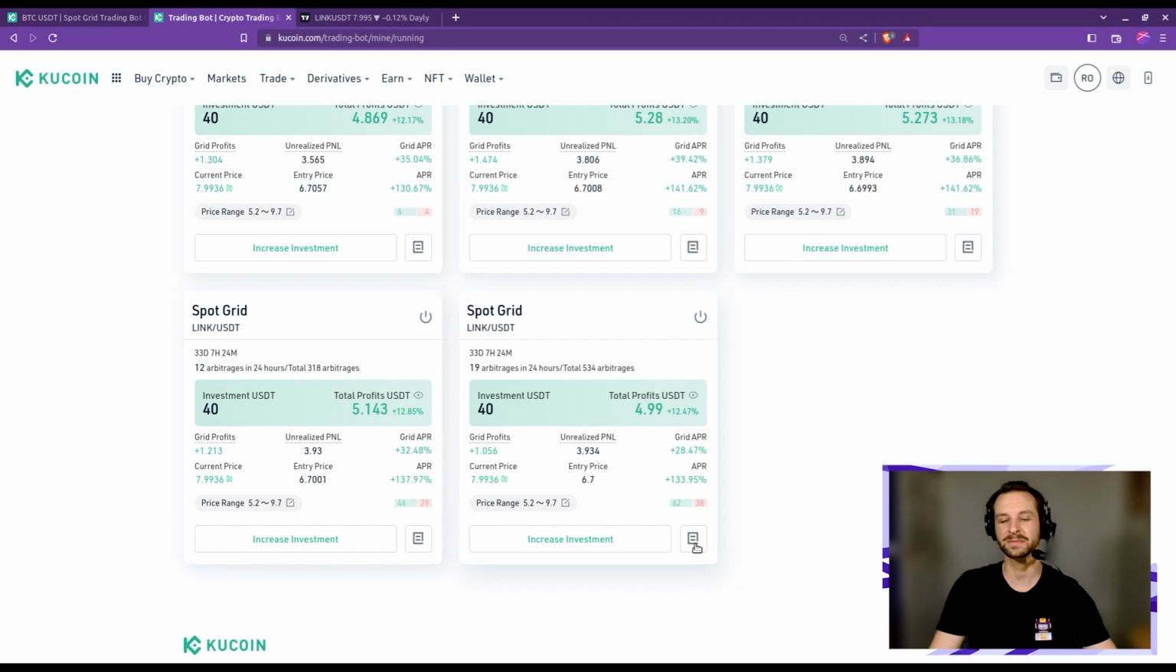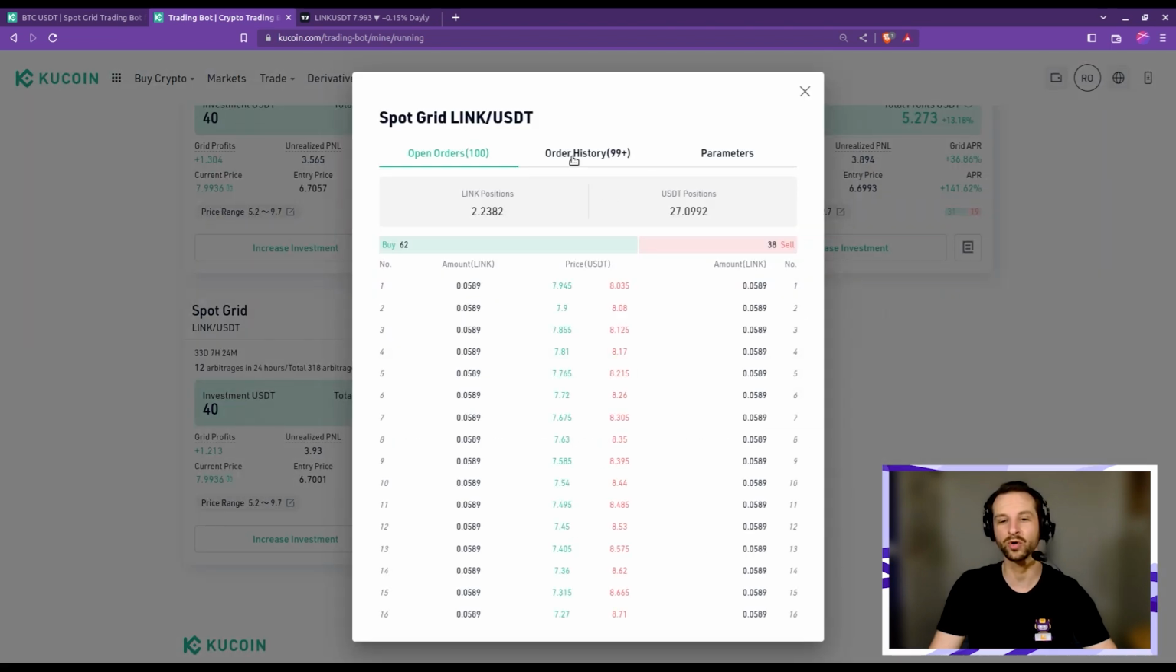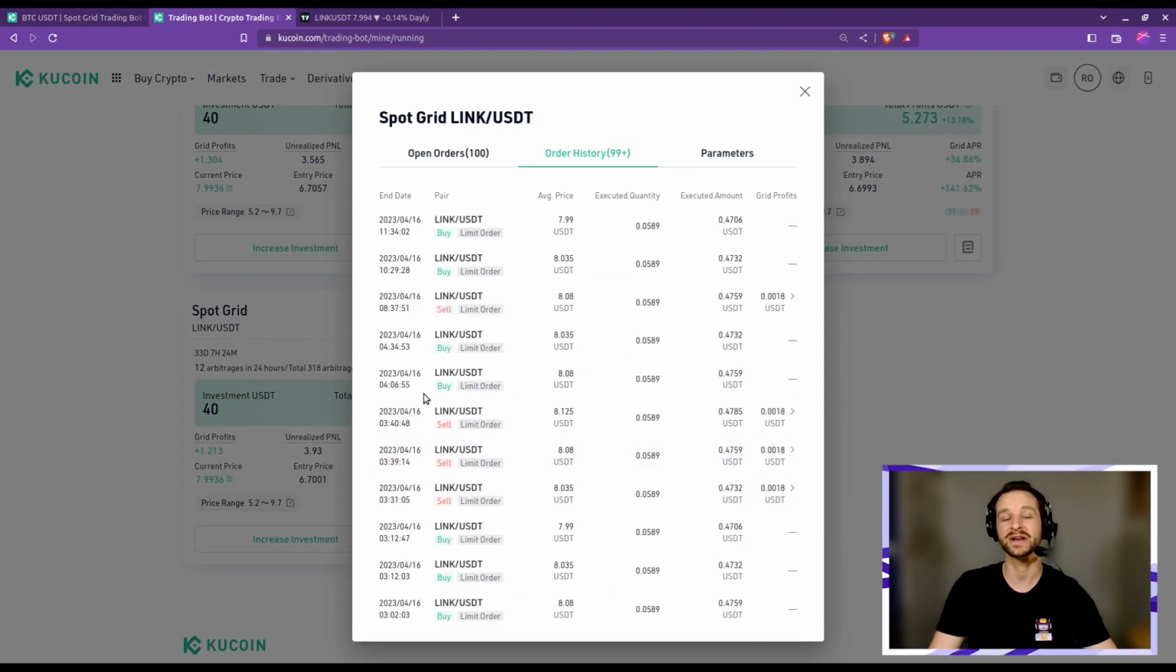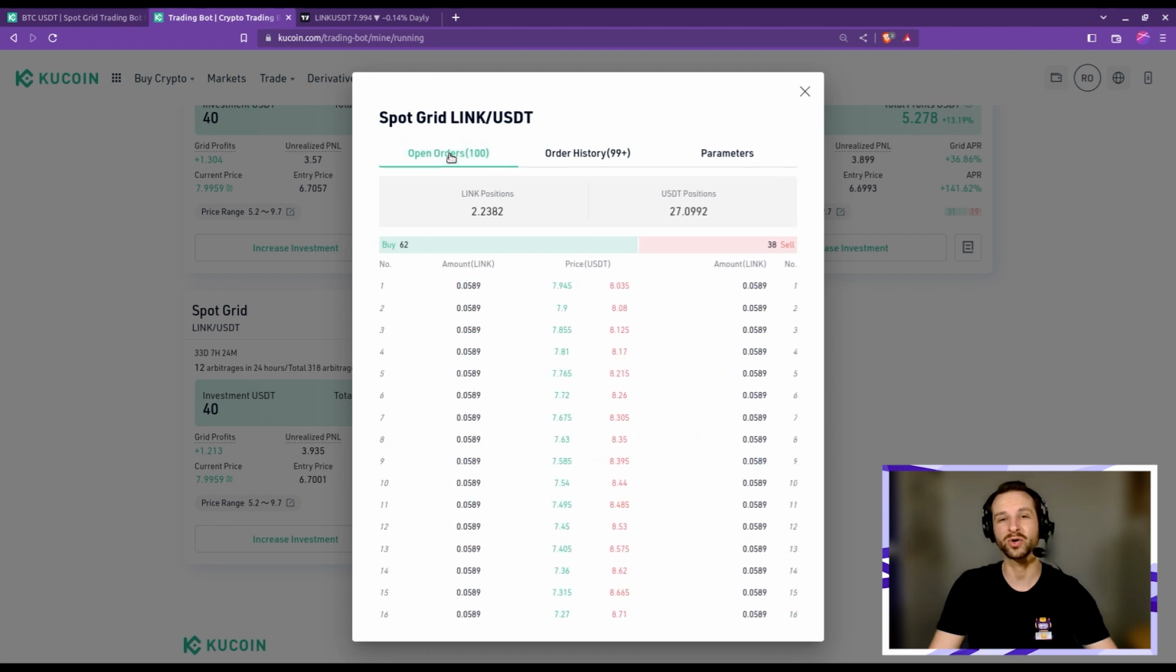As you might have seen by clicking here, you can open the order book. So you have all the order history and also the current proportions of your orders in your trading bot. And there is some important information in here that I want to point out. You can see for this bot that I've configured to have 100 open orders in its grid. 62 are in the form of a buy and 38 are in the form of a sell. And the reason for that is because of the current price.